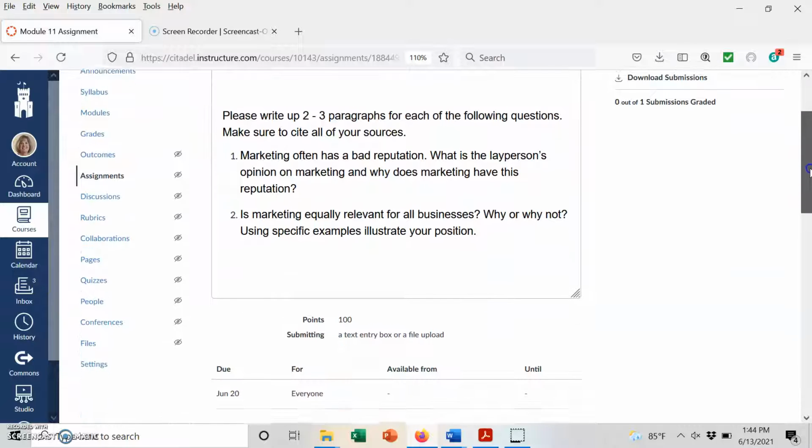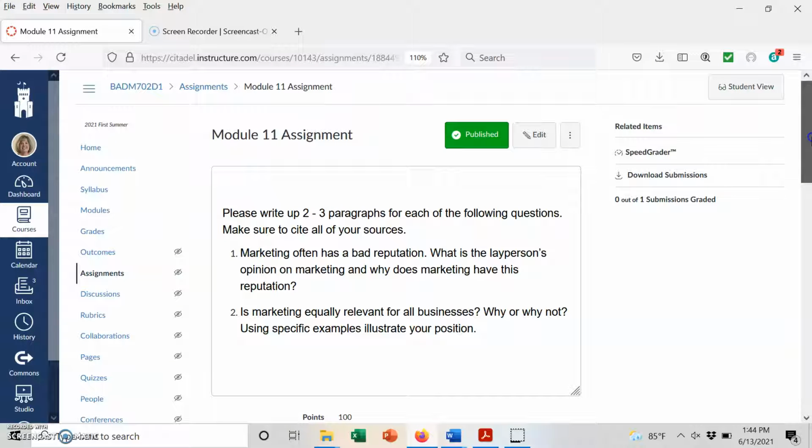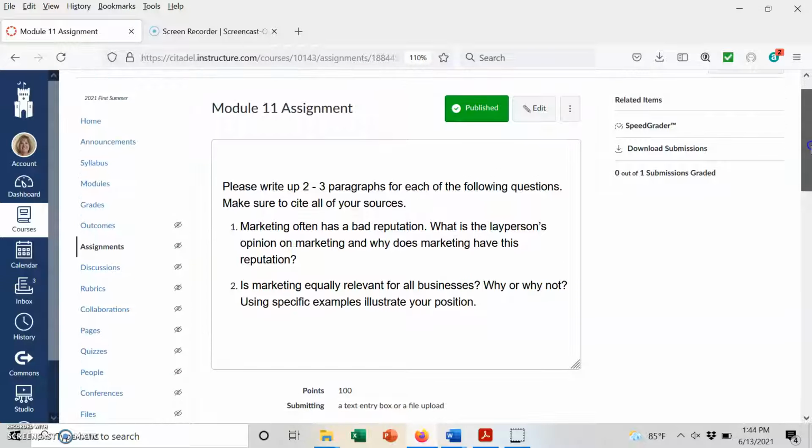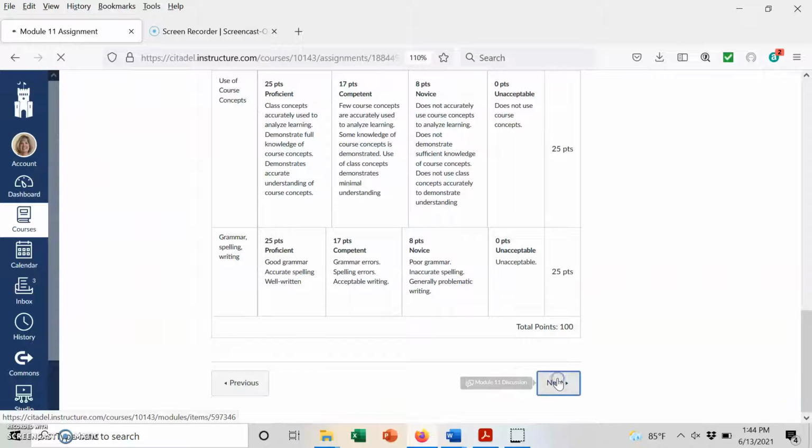Your individual assignment is to answer these two questions about marketing having a bad reputation and does every organization need to use marketing? So you can use the materials from the resource page as well as any other searches that you do on your own. Just be sure to cite your sources.